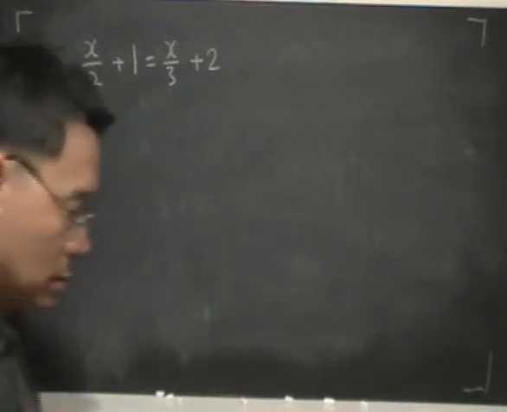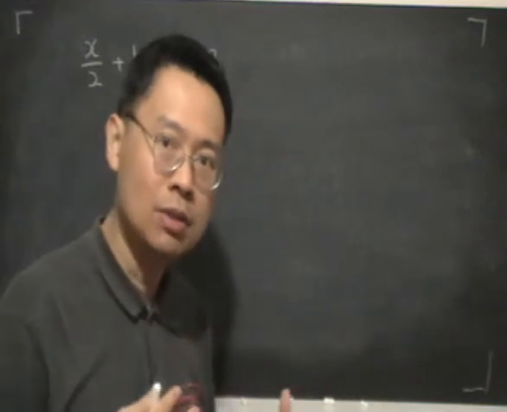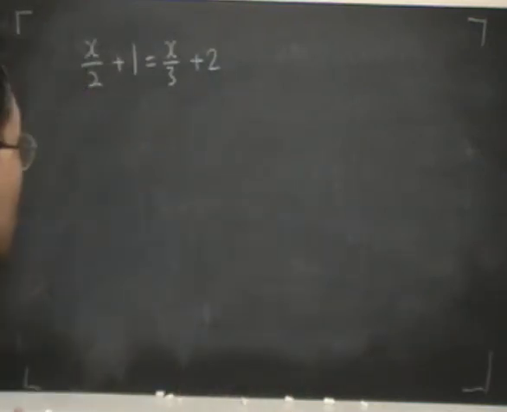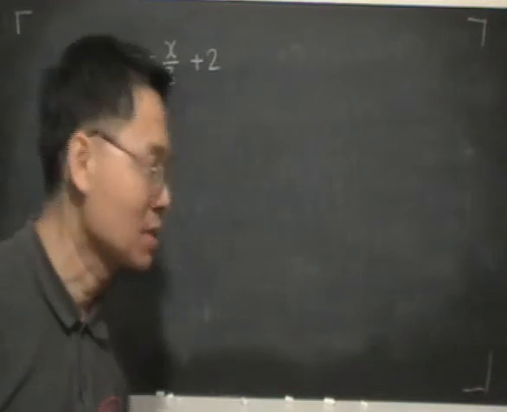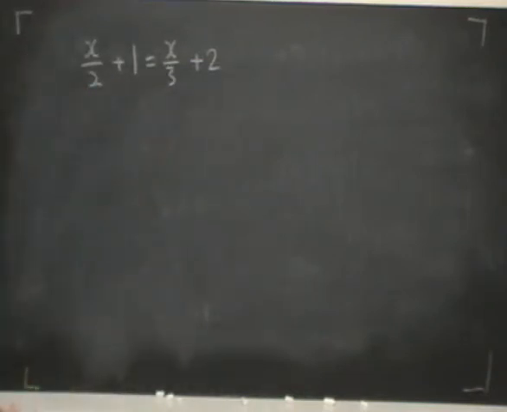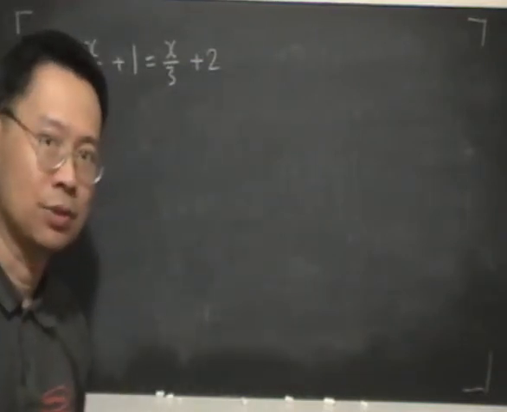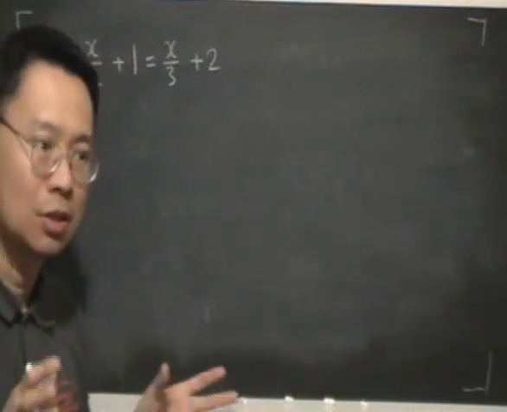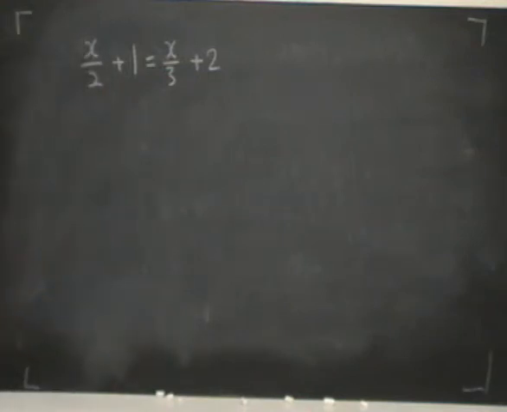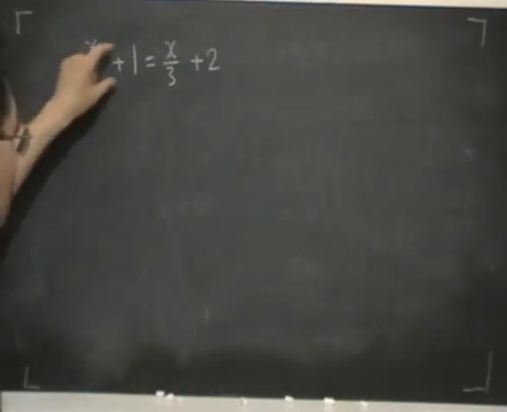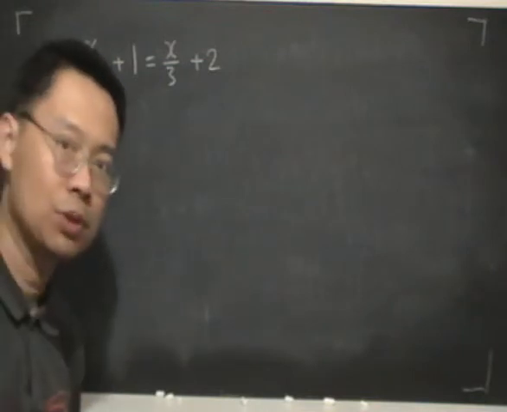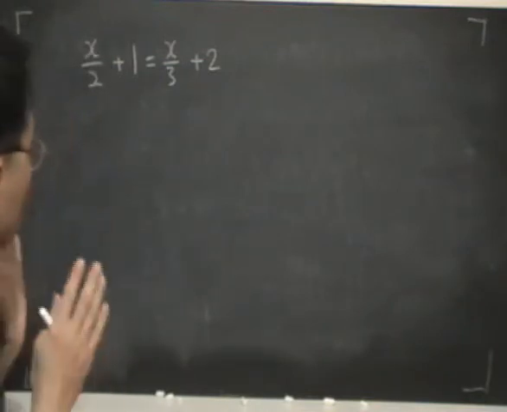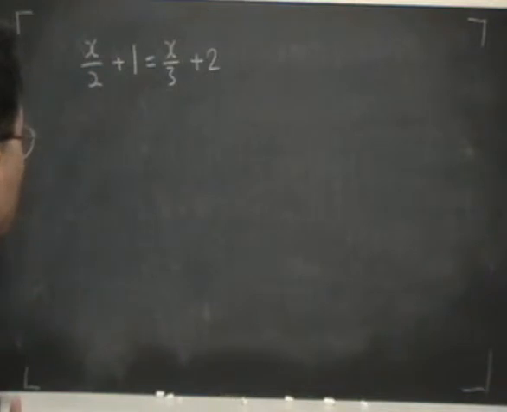Right, now let's look at something even more complicated, just by a little bit. Equations with fractions. Right? Fractions are always more complicated than just whole numbers, because it has got a number on top and a number at the bottom. So in this case, we have x over 2 plus 1 is equal to x over 3 plus 2. So how do we do this?